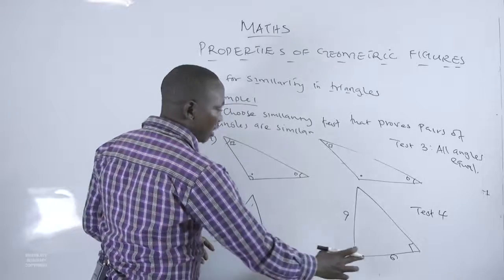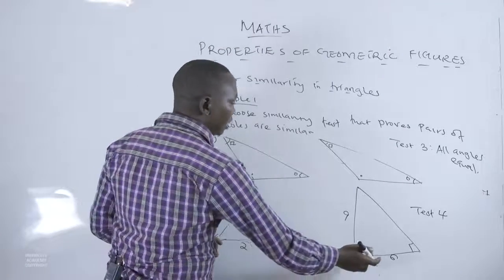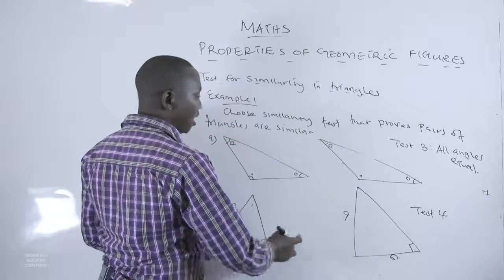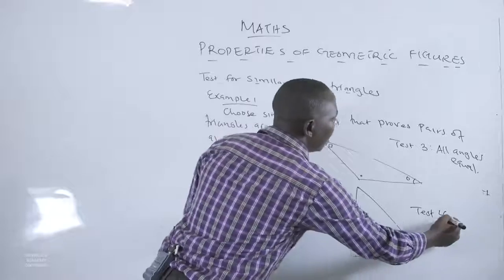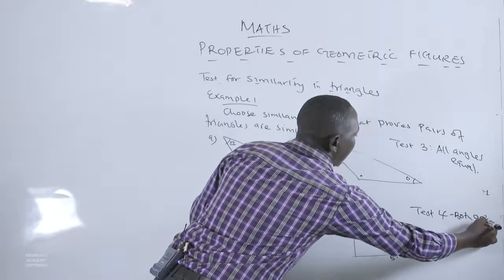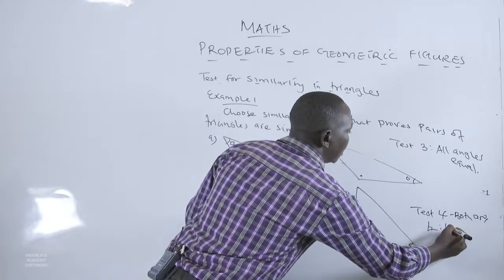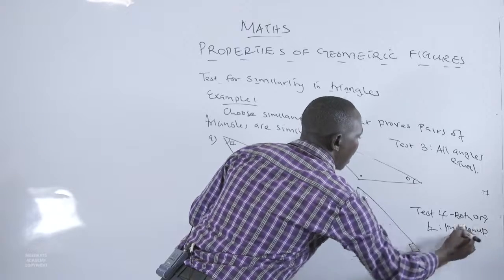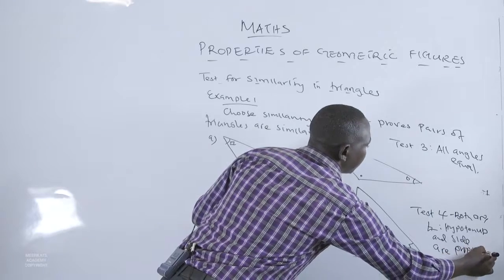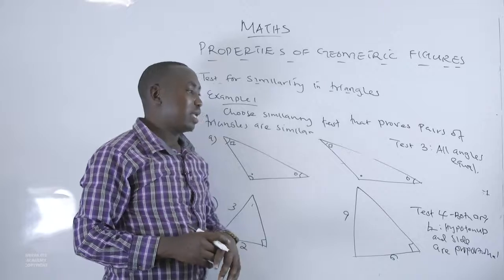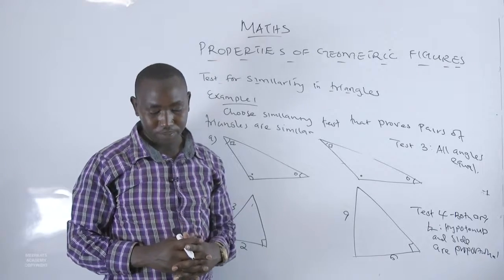And you can see that the two corresponding sides are proportional. That is, if you take 6 over 2, you are going to get 3. If you take 9 over 3, you are going to get 3. So that is test 4. Both are right angled, and the hypotenuse and the sides are in proportion.